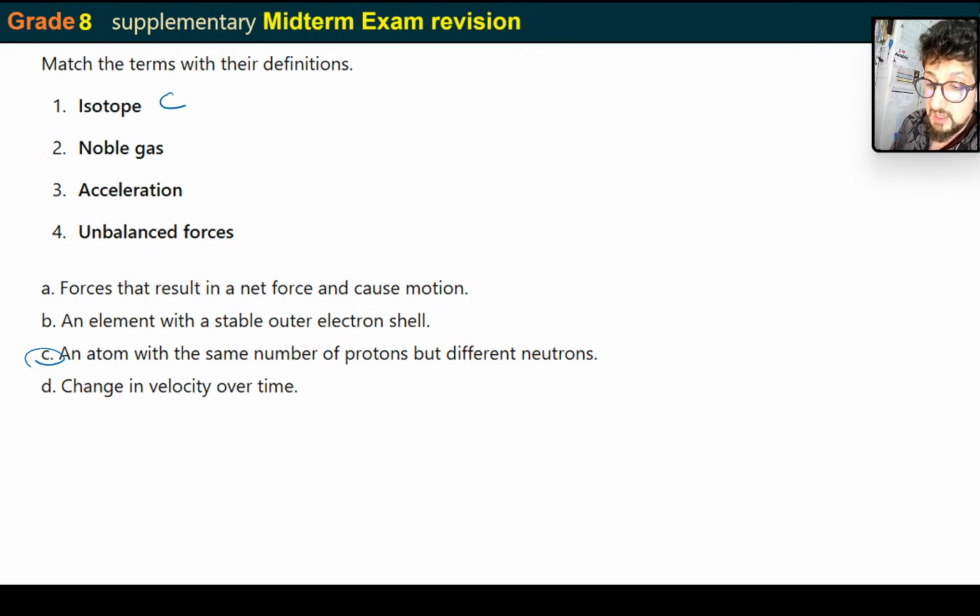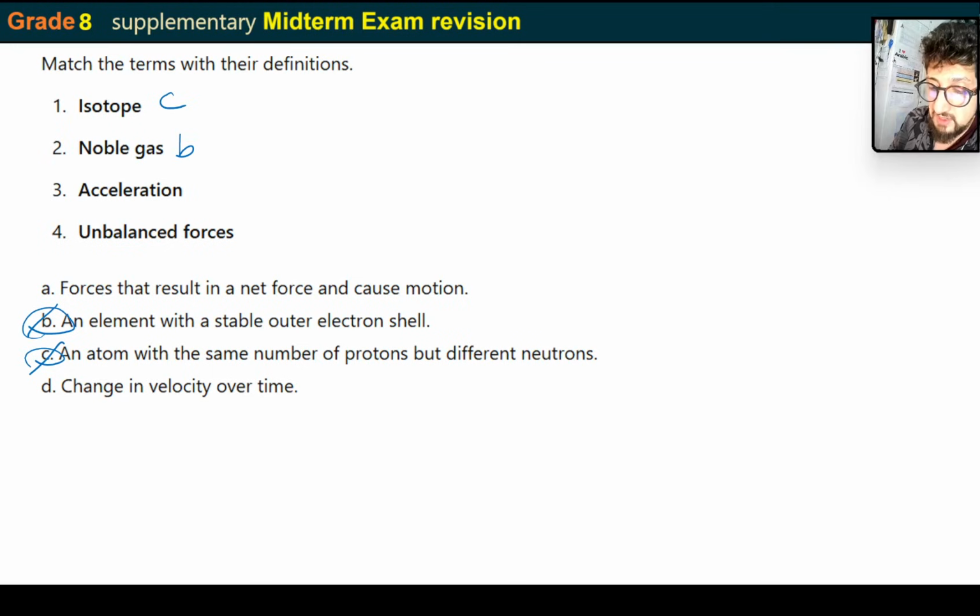It's C. Noble gases. Noble gases are elements that are basically group 18 elements that have complete outer shells, and they are very unreactive. So an element with a stable outer electron shell. Yep. So that's what that one is.